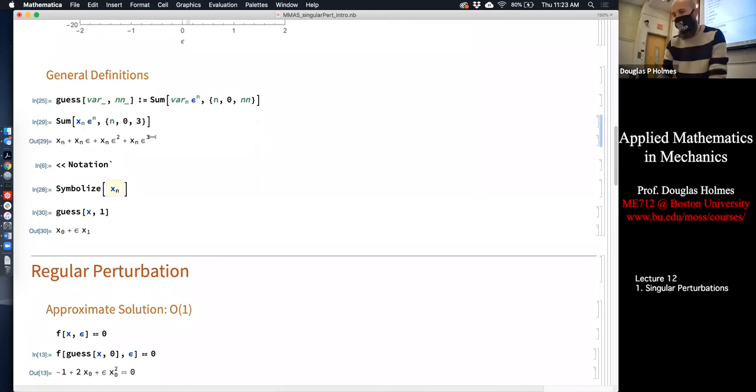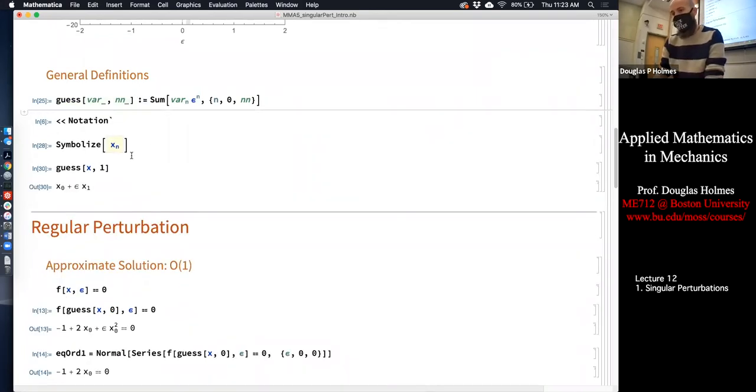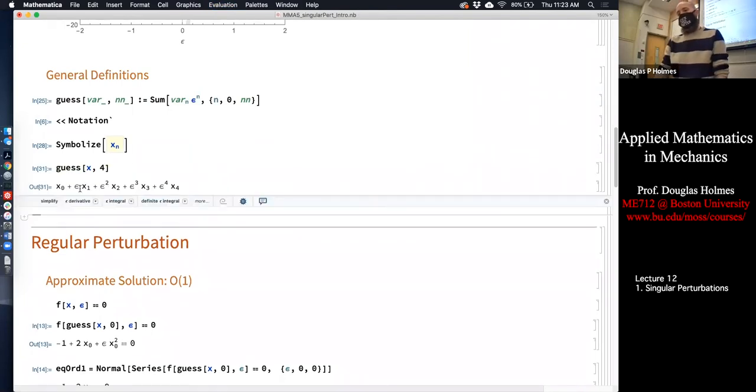I wish I could replace those. Yeah, let's do it here. Epsilon to the 0, epsilon to the 1, epsilon to the 2, 3, 4. So this is our way of saying, I think we can approximate our solution using a Taylor series expansion.